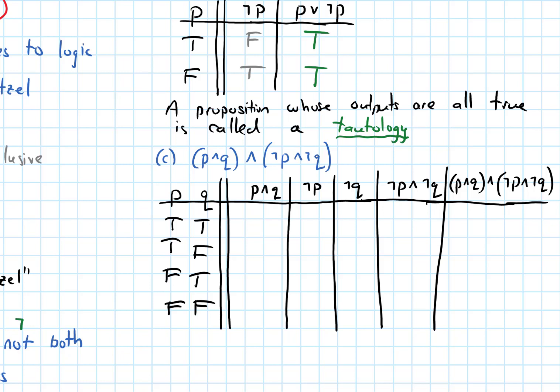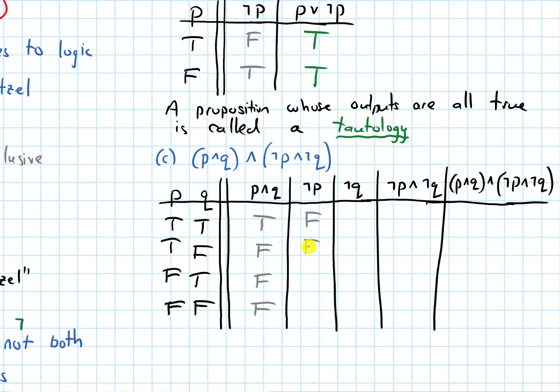So now let's fill this out. So for P and Q, the only way this is going to be true is if P and Q are both true. So this is true, false, false, false. Not P is going to be the opposite of P.